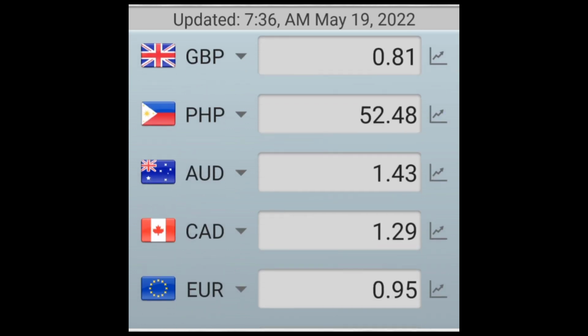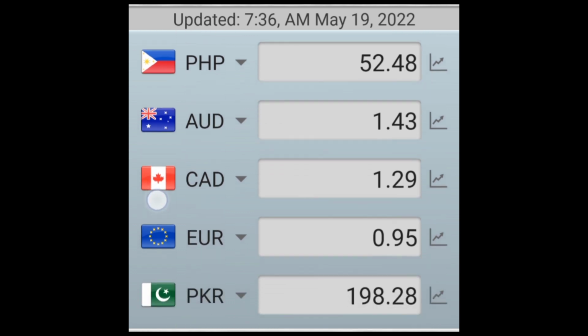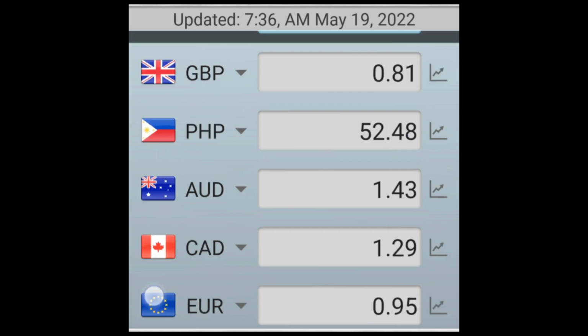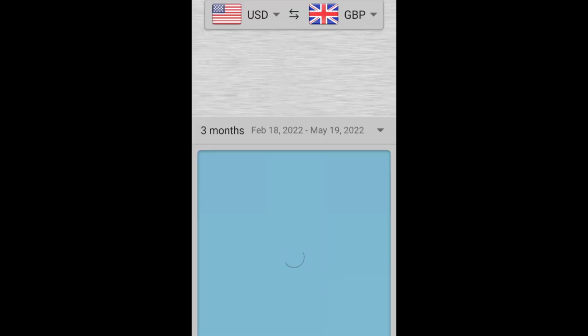US dollar to Canadian dollar: 1 US dollar is equivalent to 1.29 Canadian dollar. US dollar to euro: 1 US dollar is equivalent to 0.95 euro. Let's check the historical data.